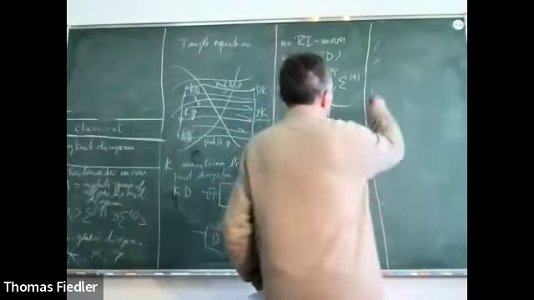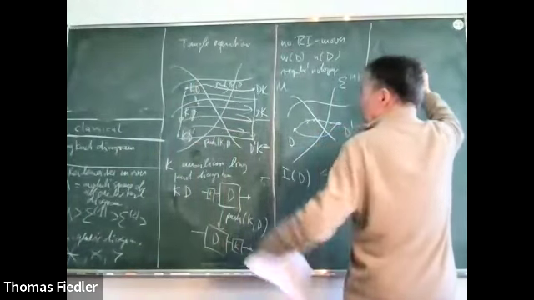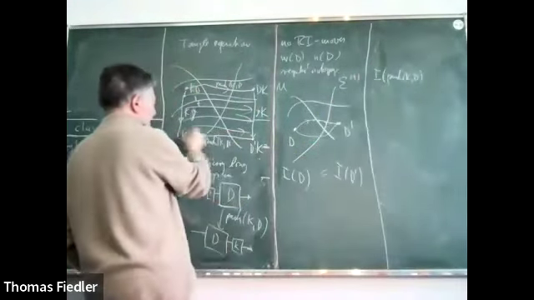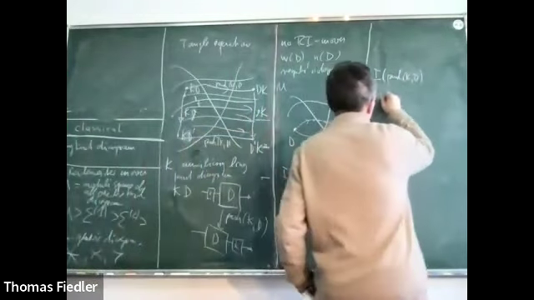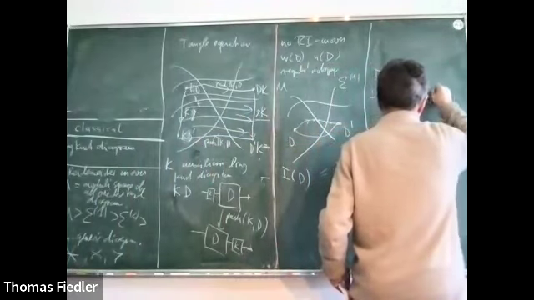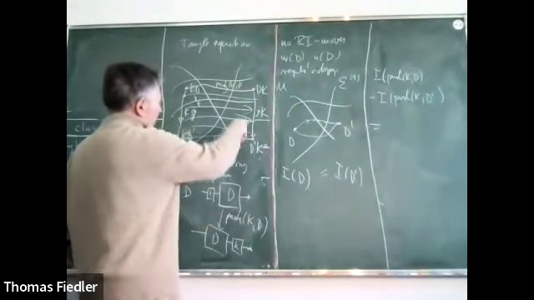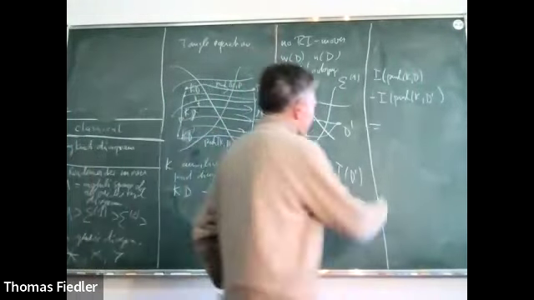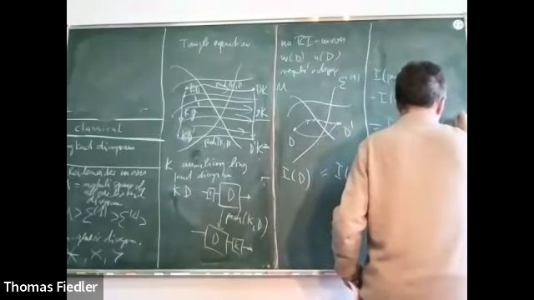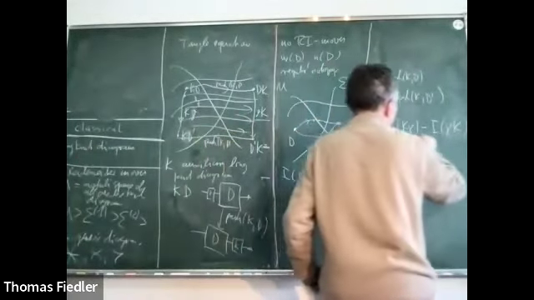So what does it give? It gives us that E of push KD, then here we go in the other direction in the loop, minus E of push KD prime. This is equal to what? This is equal to, we bring this on the other side, E of K gamma minus E of gamma K. Okay. And this is the form of the tangle equation.